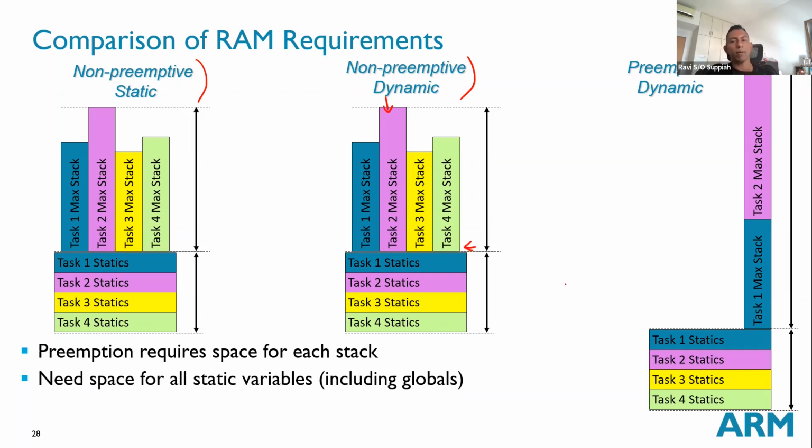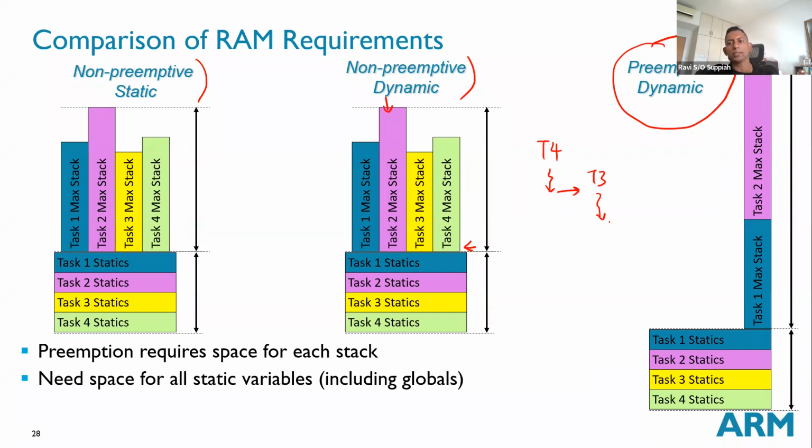So the amount of memory I need depends on the maximum amount of memory that any of the tasks require. But for preemptive dynamic, you can continuously be switching across all the tasks. That means, for example, task 4 is running, but before I can finish, I get interrupted because task 3 is more important. Then task 3 is running.